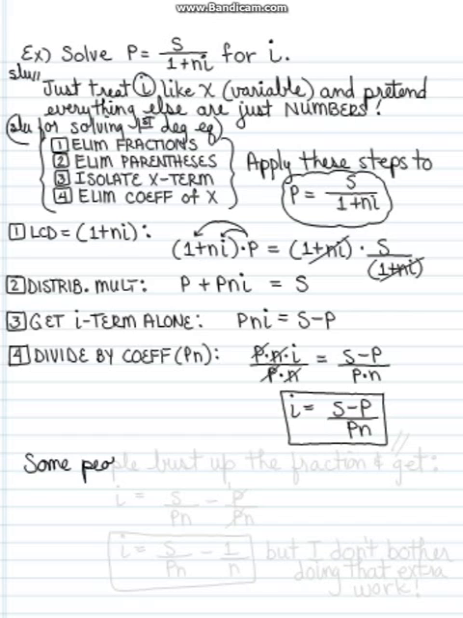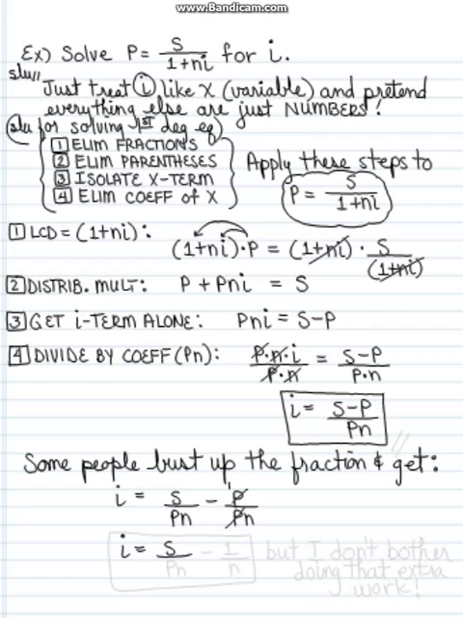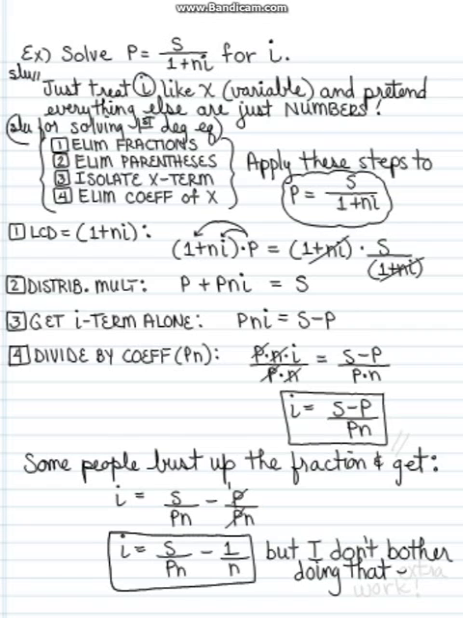And that is it. I don't need to do any more. That answer is perfect. But some people like to bust up the fraction and write it with 2 terms: I equals S over the denominator minus P over the denominator, and then they cancel the P and get a final answer of I equals S over P times N minus 1 over N. Now, I don't bother to do that. That's just too much extra work. I just leave it the way I had it: I equals S minus P over P times N. That's good enough.